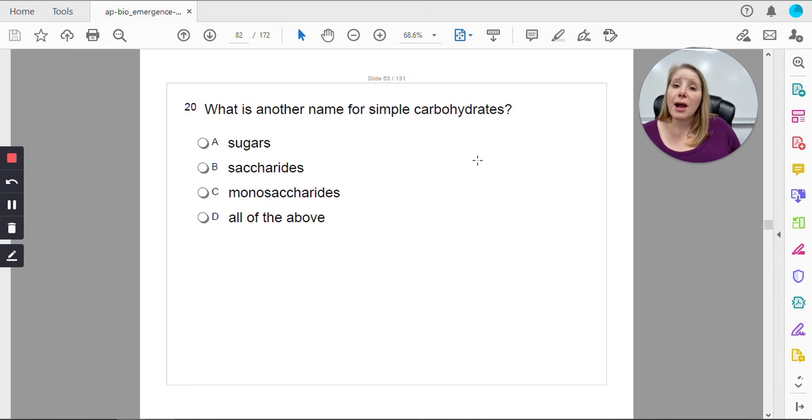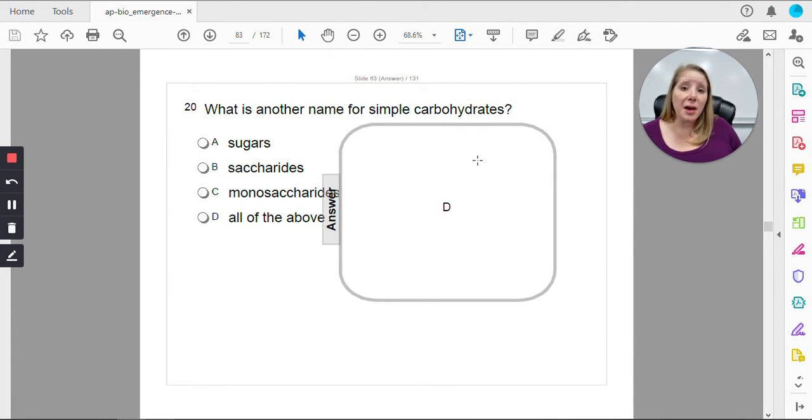Alright, what is another name for a simple carbohydrate? Sugars, saccharides, monosaccharides, or all of the above? Get your answer. Did you say all of the above? You are correct. Sugars and saccharides are going to mean pretty much the same thing, and monosaccharide is a simple sugar. If we were talking about a more complex carbohydrate, you would be talking about disaccharides, polysaccharides, starches.